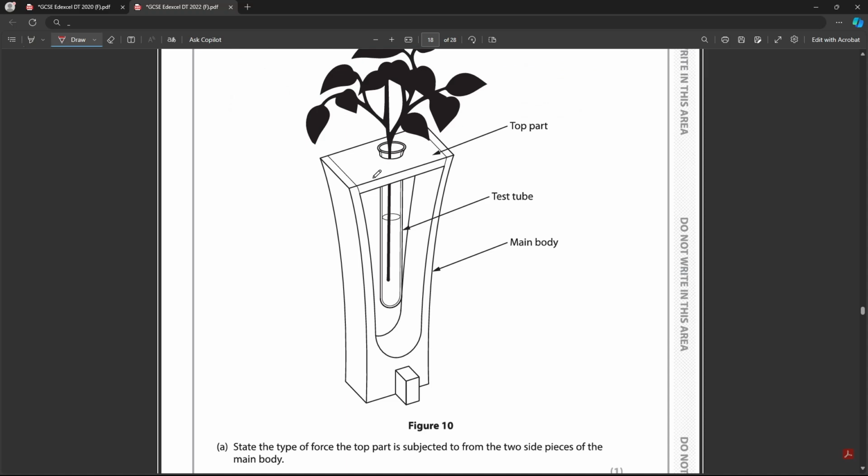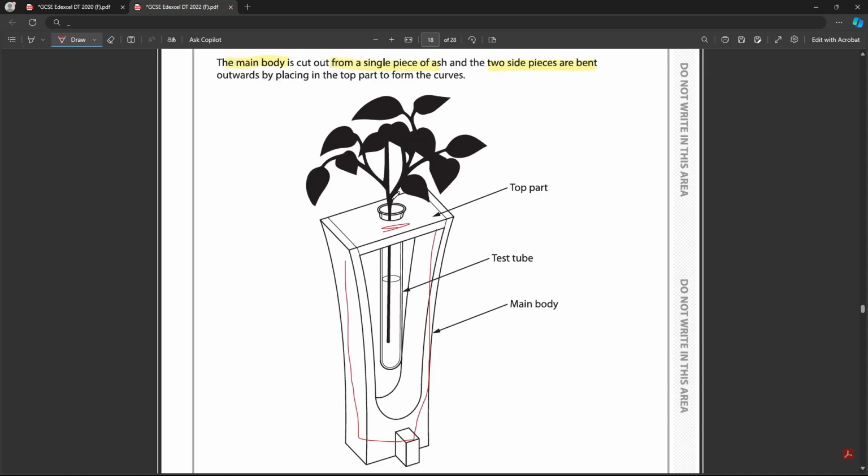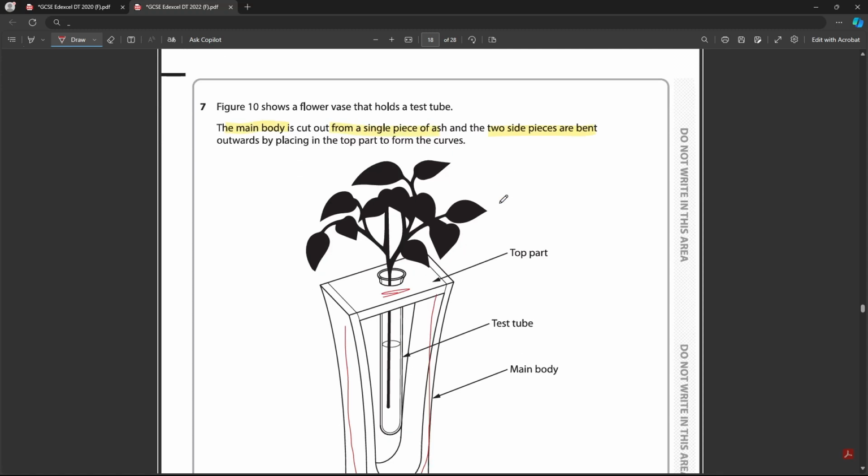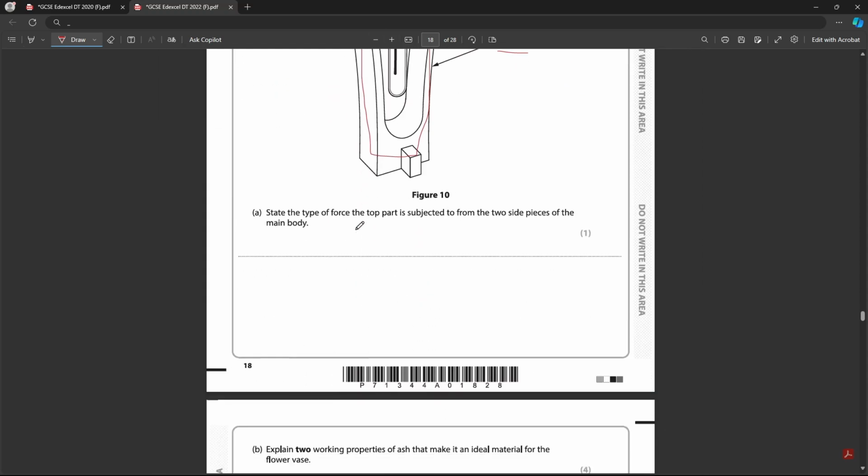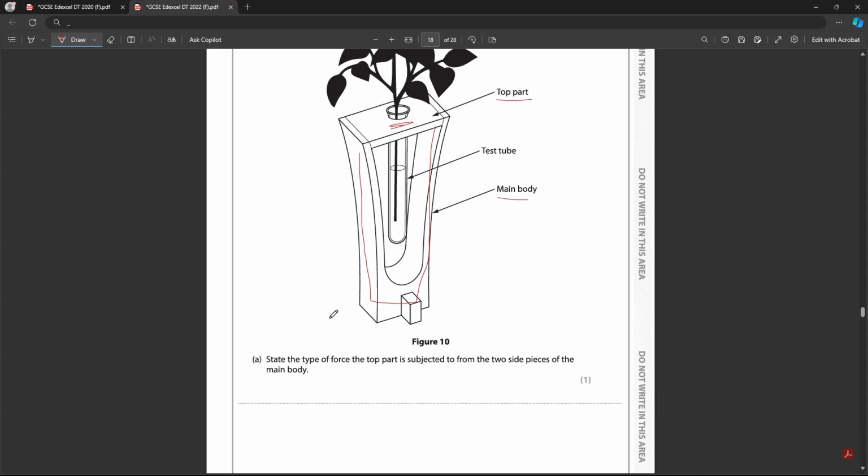So we have one piece, it all looks like that's one piece, and that's one piece as well. Yeah, main body is one piece, and then top part is the separate piece. Okay. Let's actually just do this entire question. I'm going to do the entire question.